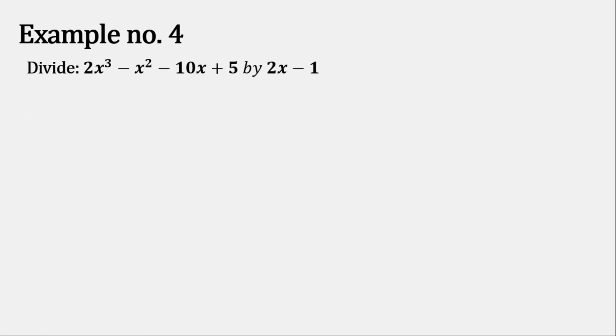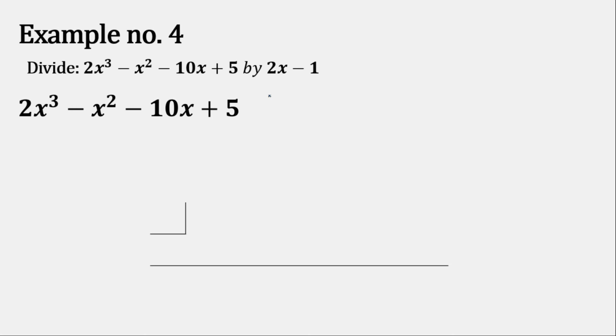This is an interesting problem because instead of having a coefficient of 1, we have 2. So again, let's not distract ourselves by that, and let's arrange the dividend into standard form: 3, 2, 1, 0 for our exponents. Let's identify our coefficients, and let's put that in the table.